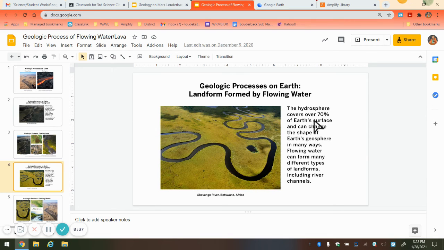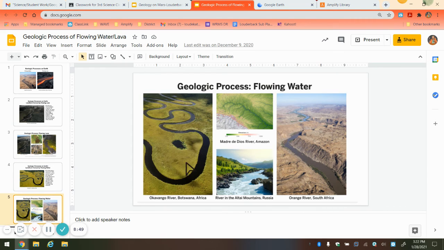It says the hydrosphere covers 70% of Earth's surface and can change the shape of the land of the geosphere as the water moves through. This makes me think of Pocahontas a little bit, the movie, because you see the winding river. So you want to describe the land. Here I would say that the land that's formed from the flowing water is more curved. It's a little bit more shapely. The one from Africa creates a deep channel, almost has a ridge to it.